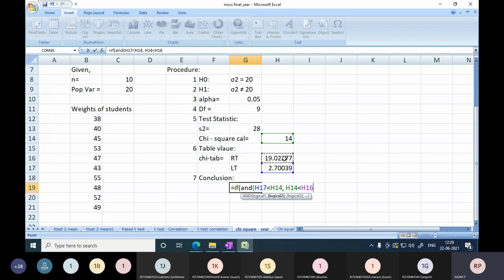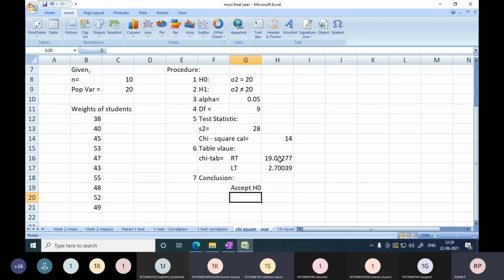Is it clear? First, what I have taken, once again let me tell you. What I'm taking is equal to, if, open the bracket, here you want to check the two conditions because it is a two-tailed test. You want to check the two statements. First condition, chi-square left tail value is less than chi-square cal value, comma, chi-square cal value is less than chi-square right-tailed value. If these two conditions satisfy, then open the quotation, accept H naught, close the quotation, comma, otherwise reject H naught. Is it clear?